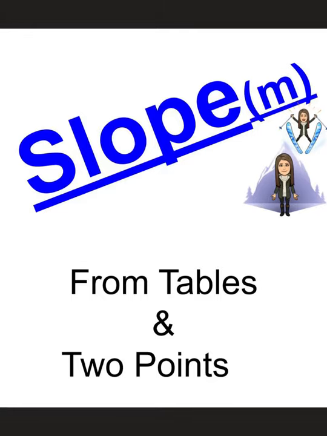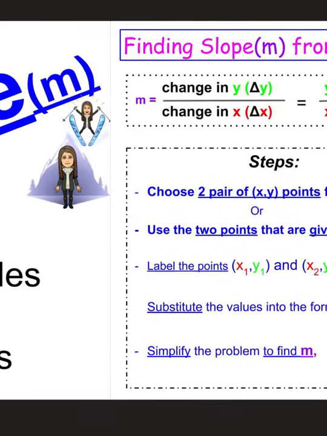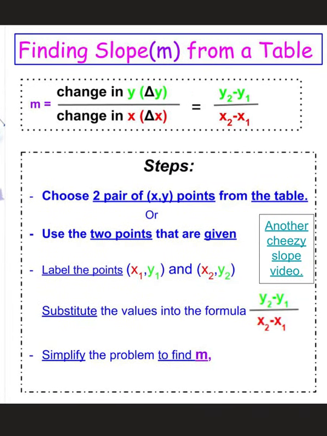Slope m from tables and 2 points. All right, so the first slide, which is on slide 2 for you, we have some information here. So finding slope from a table, don't forget it's always the change in the y, or that triangle means delta, delta y over delta x. So the change in y over the change in x.